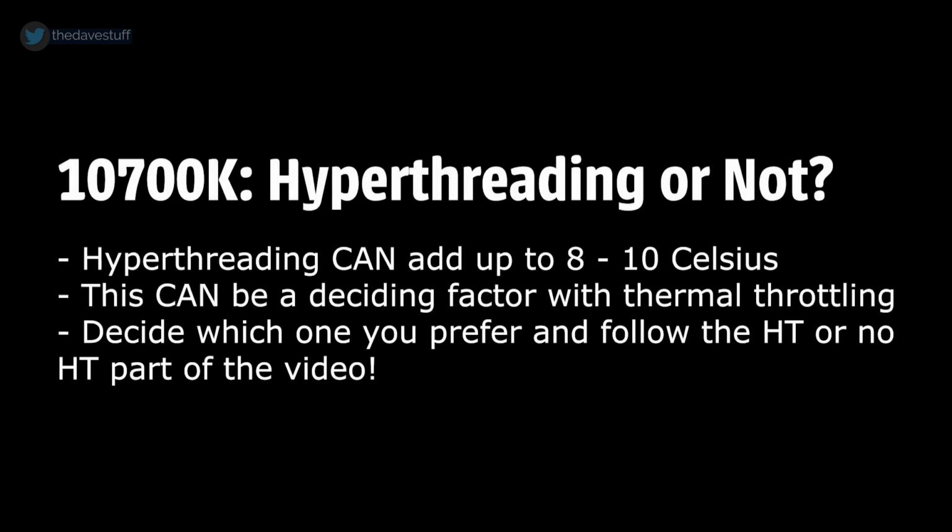Under heavy workloads, hyperthreading can add up to 10 degrees Celsius to the cores of the 10700K. If you want 5.1 GHz and are thermal throttling with hyperthreading, but don't need or want hyperthreading, stick to the no hyperthreading part of the video.